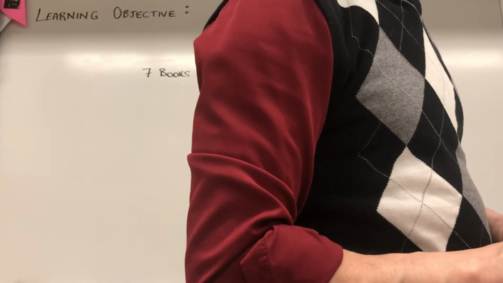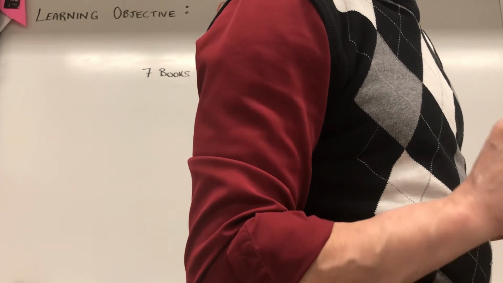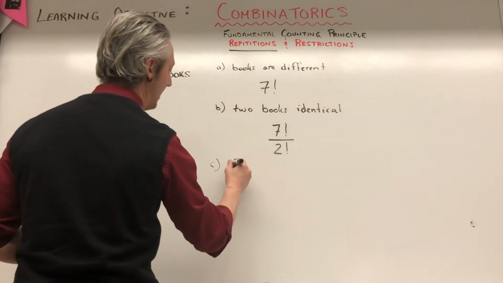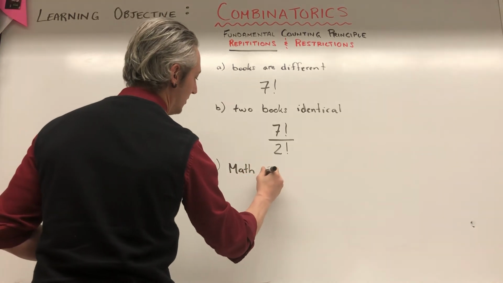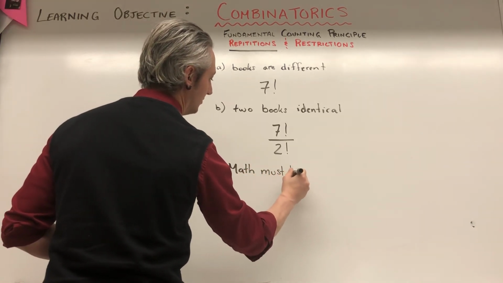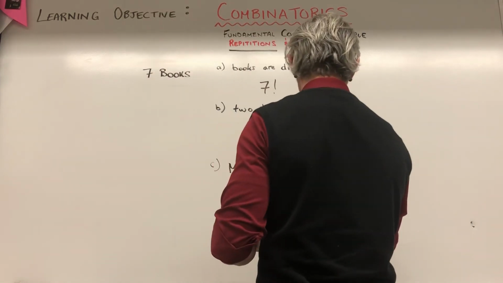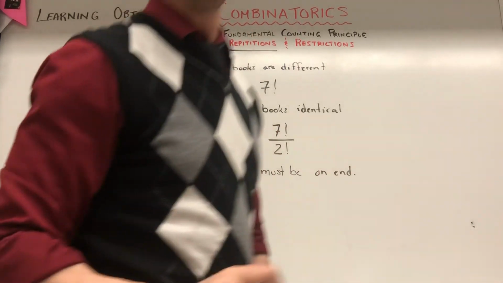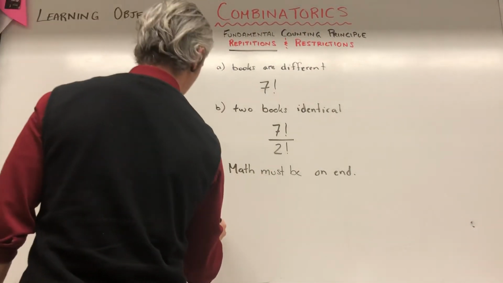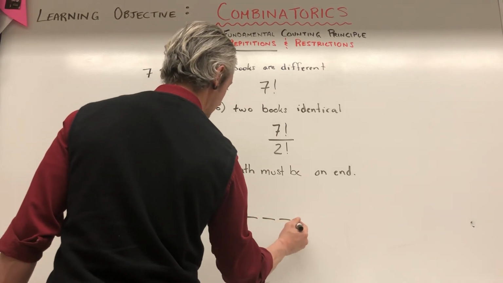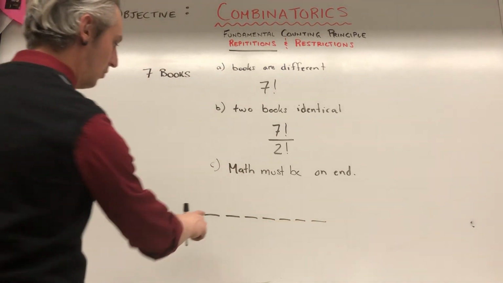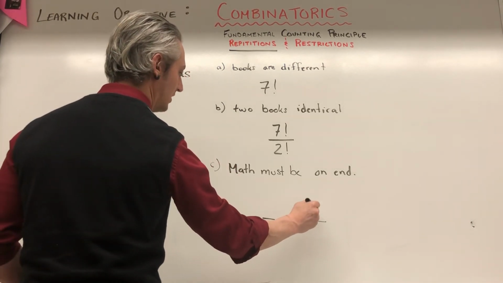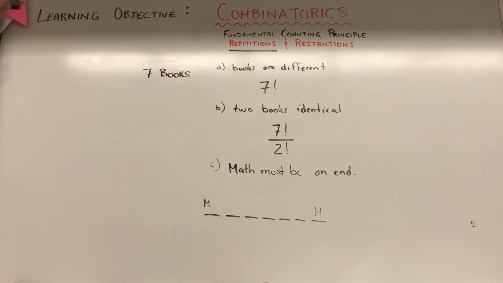C, the books are all different, and the mathematics book must be on an end. So the books are still different. Math must be on an end. Okay? On an end. So that means 1, 2, 3, 4, 5, 6, 7. That means that I can have math either here or here. Okay? I have 2 options for the math book.